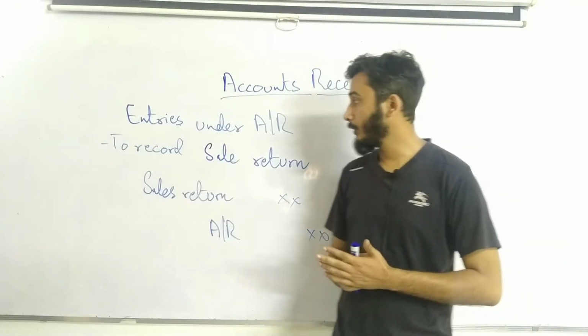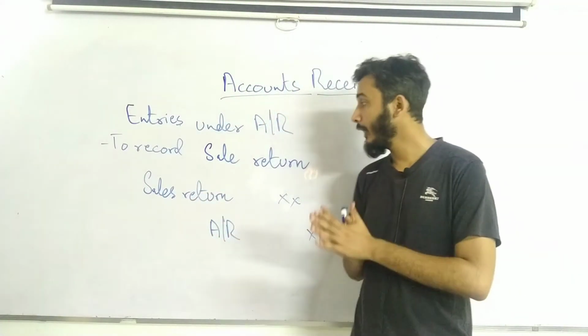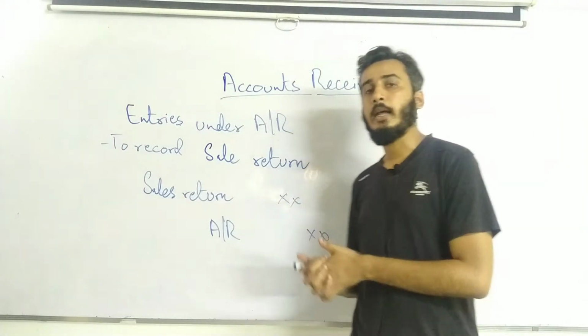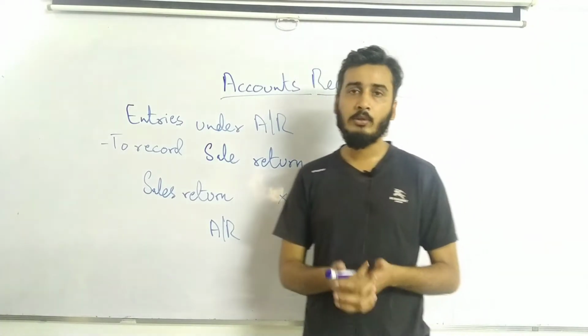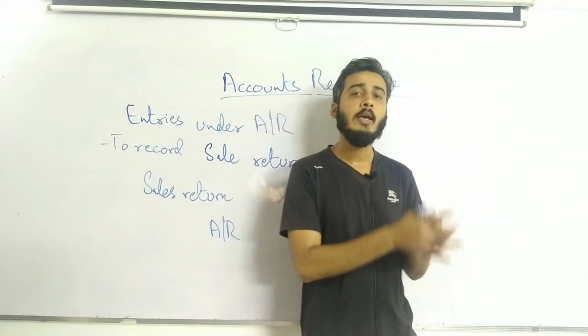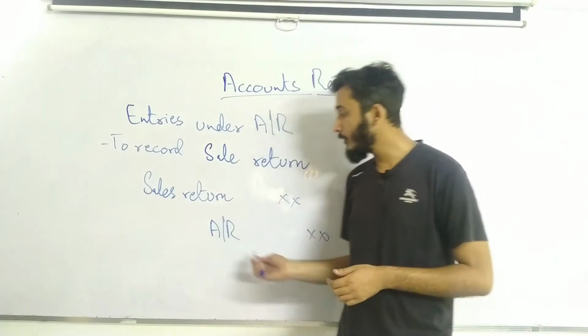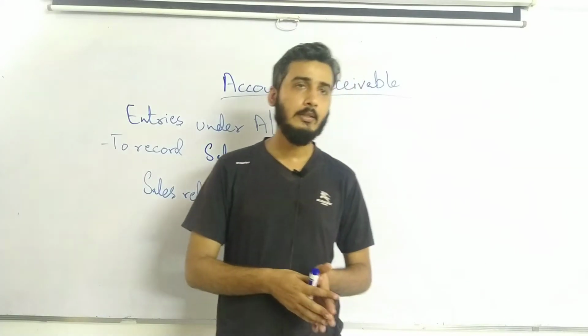Okay, moving forward to the third one, to record the sales return. Sales return, being a contra revenue, shall be written on the debit side while increasing. And accounts receivable, as we don't have to receive the money for which the customer has returned us the goods, therefore we will reduce our accounts receivable, and as it is being reduced it shall be written on the credit side.